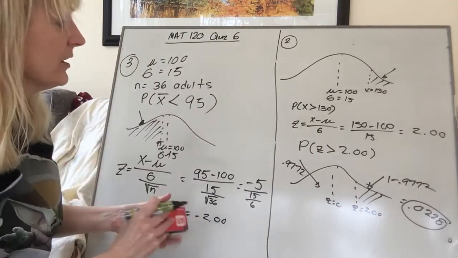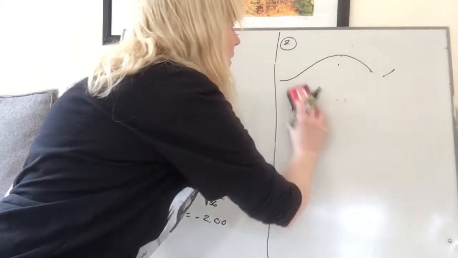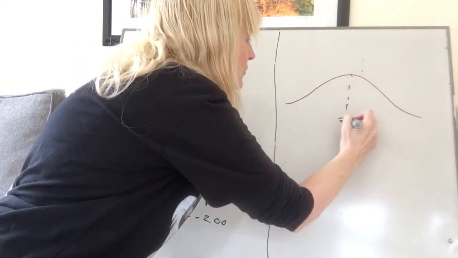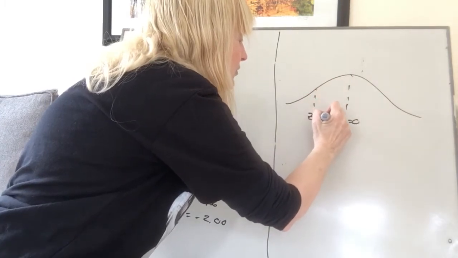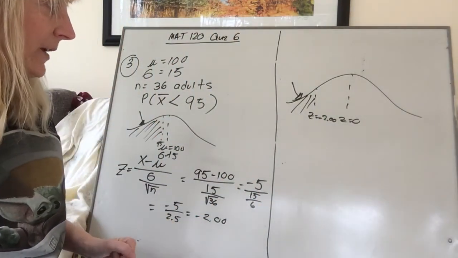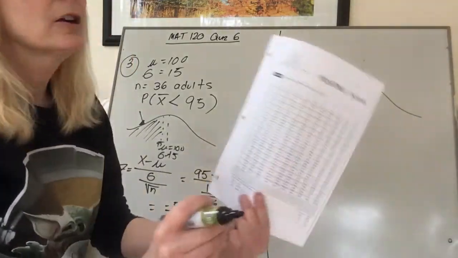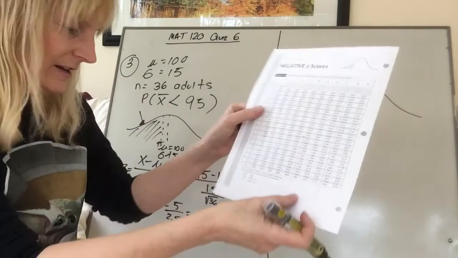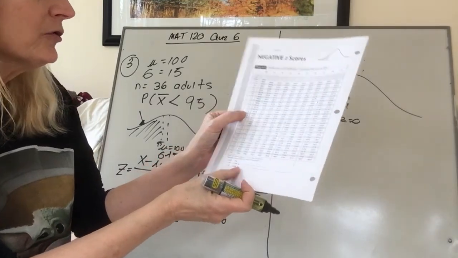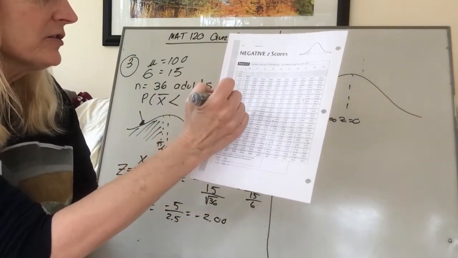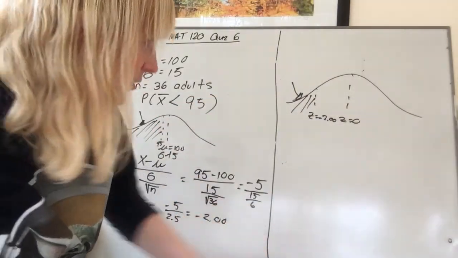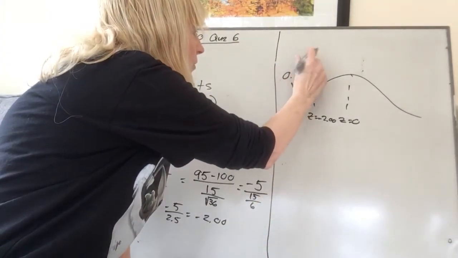So if I redraw this, let me do it over here because I'm running out of room. Now I have z equals 0, and I have z equals negative 2.00. We want the area to the left of that because we want less than, right? So what do we have to do? We go to the tables that I gave you. You want to go to the negative side, and you want to look for negative 2.0 in the first column, and then it's 0.00, so you go to the column with 0.00 on the top. So I think you get 0.0228.